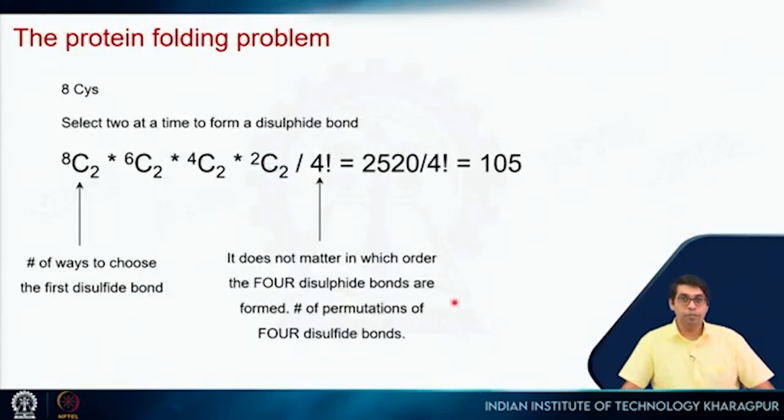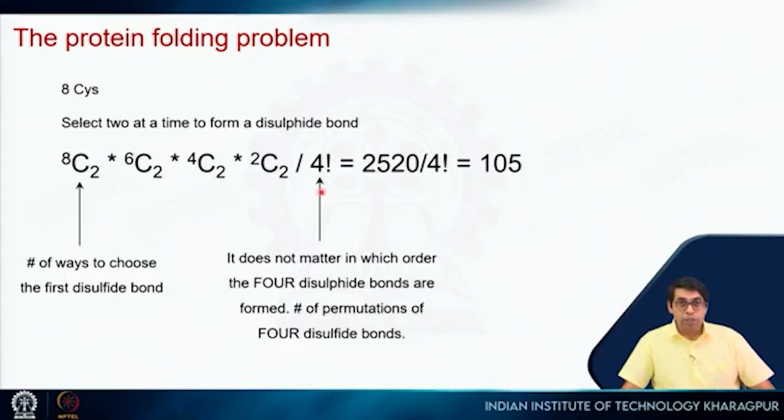So how do we get this 105? This is the calculation. We can form the first disulfide bond. So we are choosing 2 cysteines to form the first disulfide bond. So 8C2 will be the first. Then 6C2, now we are left with 6 cysteines, so we are choosing 2 out of those 6. Then 4C2 and 2C2. So that's how we form the 4 disulfide bonds.